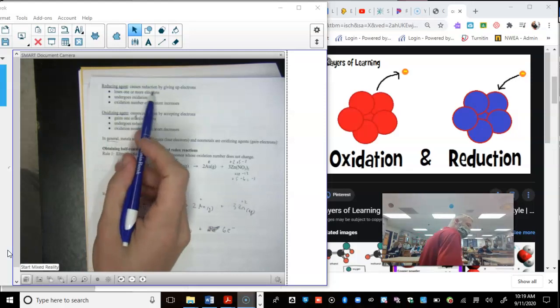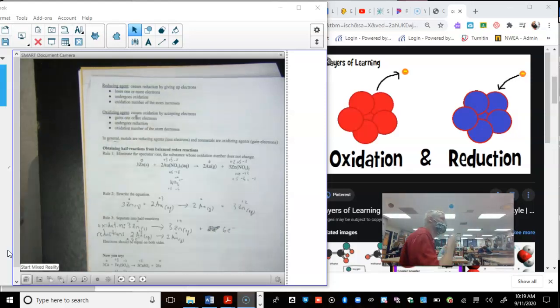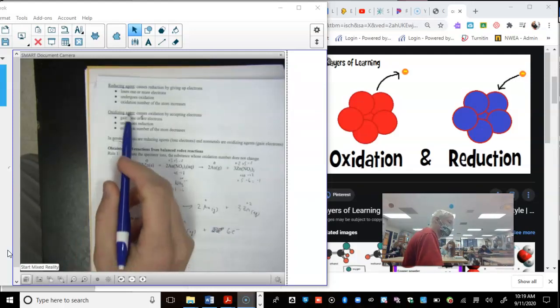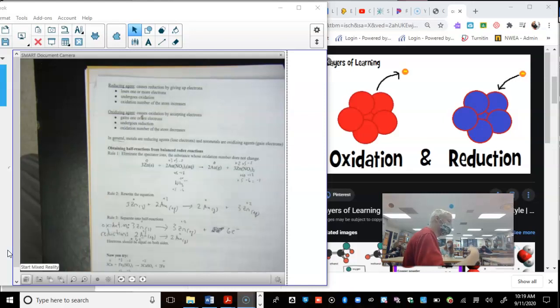So causing reduction by giving up electrons is a reducing agent. It's the substance that undergoes oxidation. The oxidation number of the atom will increase because it's losing one or more electrons.